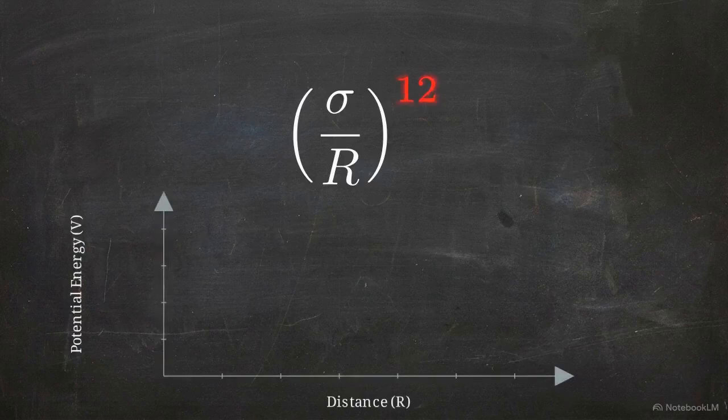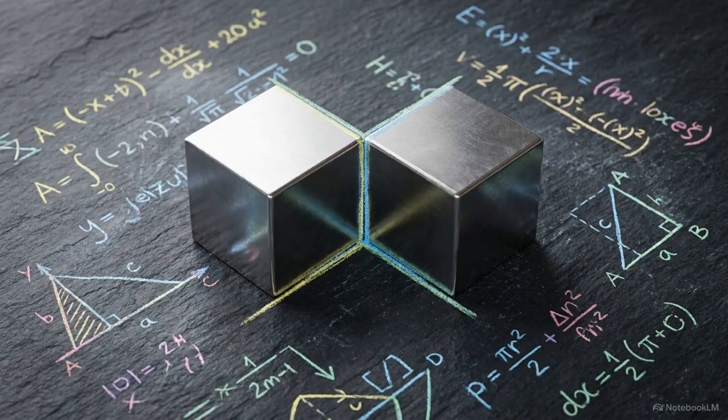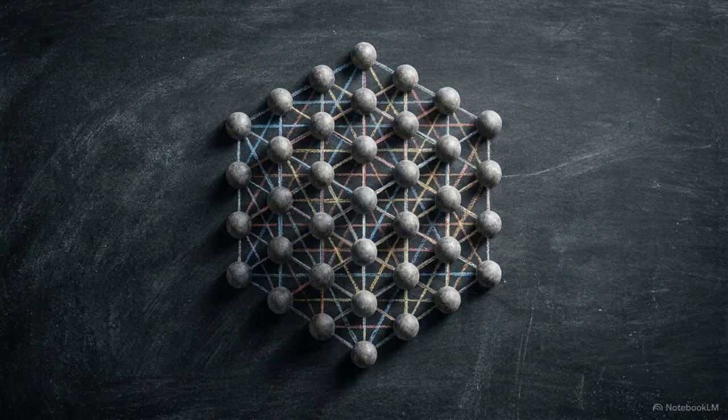In our formula, this extreme repulsion is represented by the highly sensitive, steeply curving 12th power term. That single mathematical term simulates the invisible quantum wall that gives solid objects their physical volume and stops ordinary matter from collapsing in on itself.